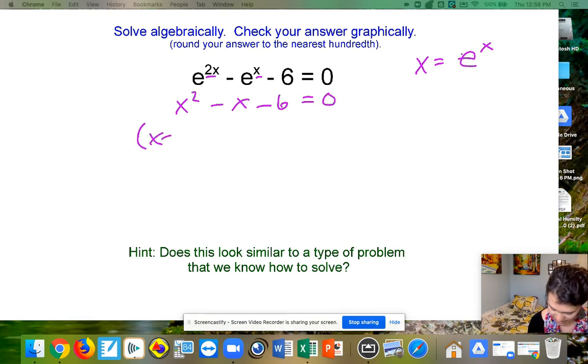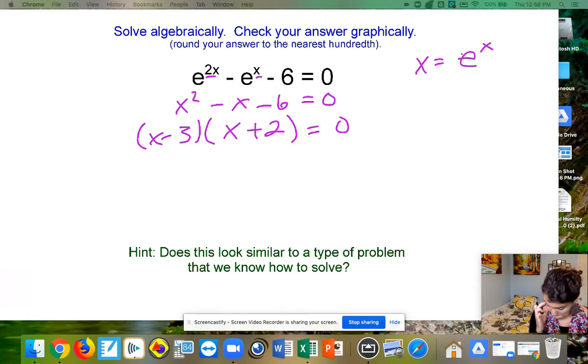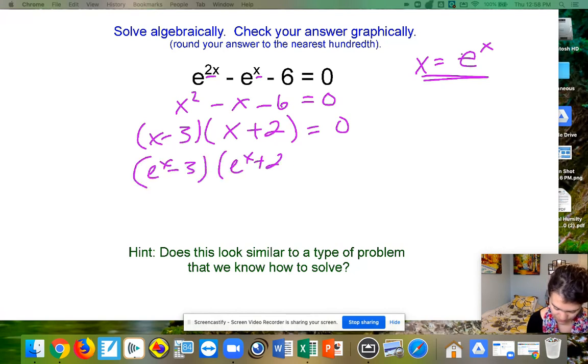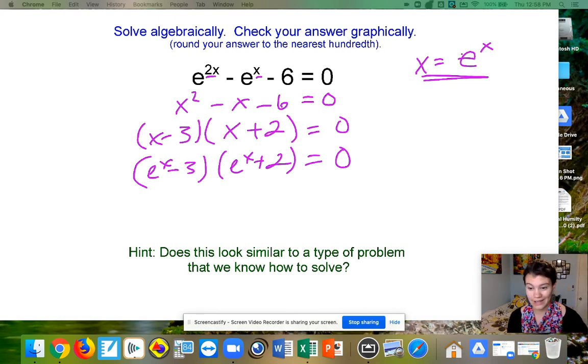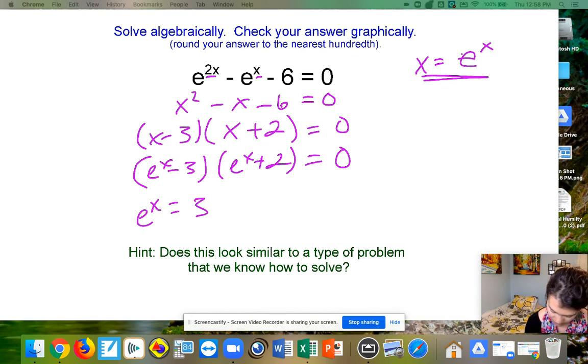So you'll get x minus 3, x plus 2 equals 0. And now at this point, make sure you plug your e to the x back in. So we'll get e to the x minus 3 and e to the x plus 2. You also don't have to switch it to x's. You can just factor it as it is if you want to. Okay, so now I have two things to solve. So we get e to the x equals 3 for one of them, and e to the x equals negative 2 for the next one.